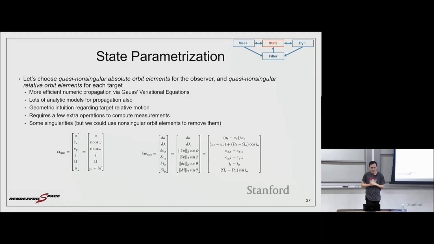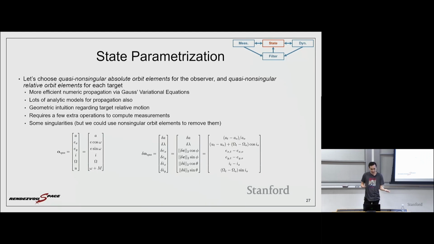In terms of the orbit elements, one of the big reasons was that we can do more efficient propagation using the GVEs and numerical integration. We also have lots of analytic models for propagation for the orbit elements in particular, so that helps us as well for the efficiency problem. We have a lot of geometric intuition regarding target relative motion, especially for the ROEs. I'm sure you've gone through the familiar diagrams of ROE motion in the RT and RN planes, and how that maps very nicely to the different integration constants.